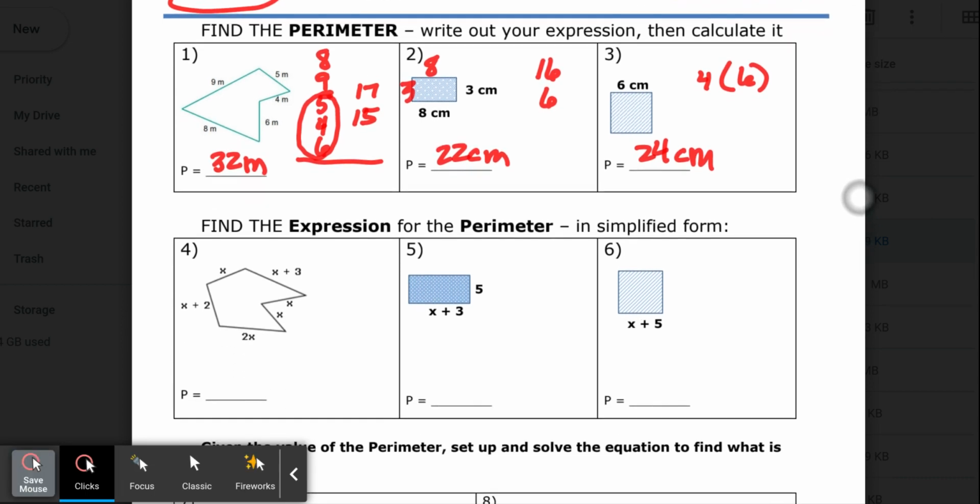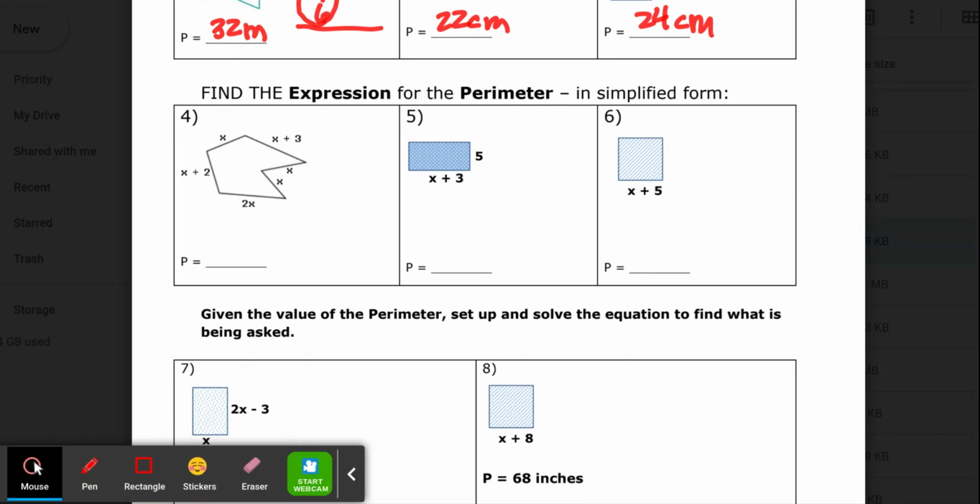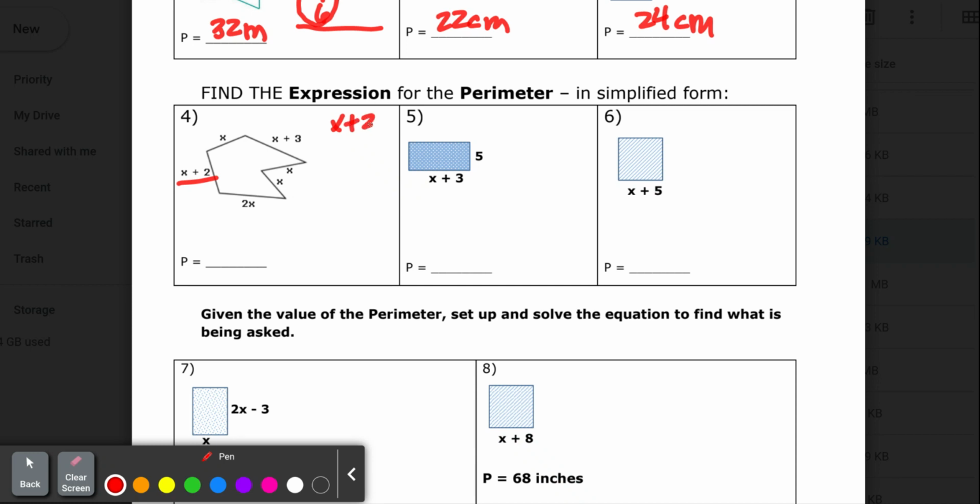All right. The next thing we're going to do on problem 4 is here we have variables now. It says find the expression for the perimeter in simplified form. And the reason why I say in simplified form is because you do have a variable. So in your answer, you're going to have a variable term and a constant. So I'm just going to start writing. I'm going to start with this one right here, and I'm going to underline it so I know which one I started with. So x plus 2, and then I'm just going to go to the right.